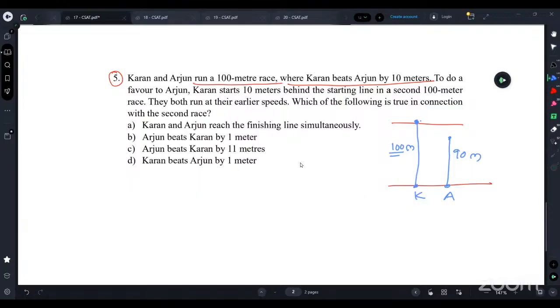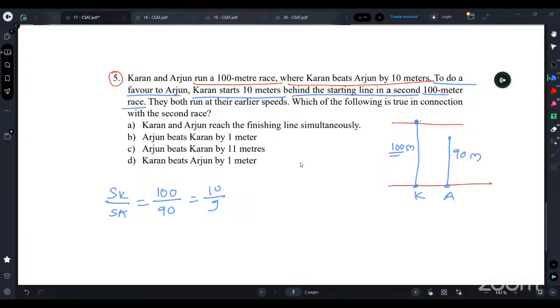So what will be the ratio of their speeds, guys? The ratio of the speed of Karan to the speed of Arjun will be equal to the distance traveled by them, because time is the same, right? So their ratio is 10 by 9. Now what is happening in the next case? To do a favor to Arjun, Karan starts 10 meters behind the starting line in a second 100-meter race.